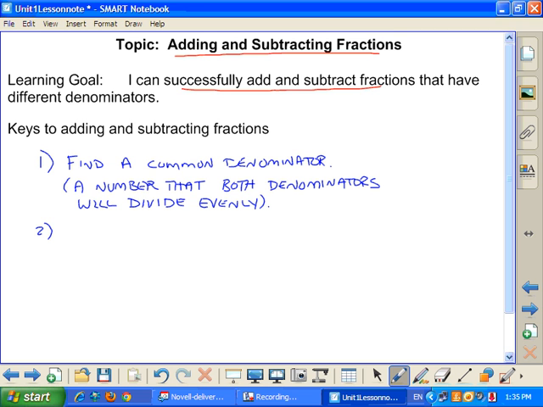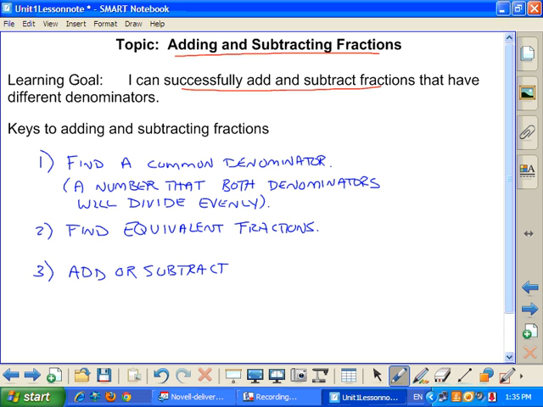Second step is to find equivalent fractions. And finally, the third step, I want you to add or subtract, depending on the question, the numerators. So those are the steps we're going to go with. Find a common denominator first, find equivalent fractions, then add or subtract the numerators.